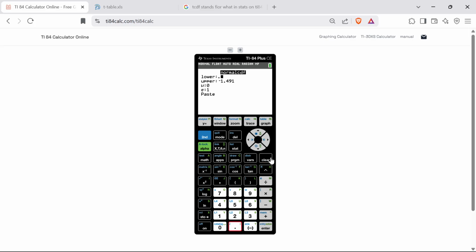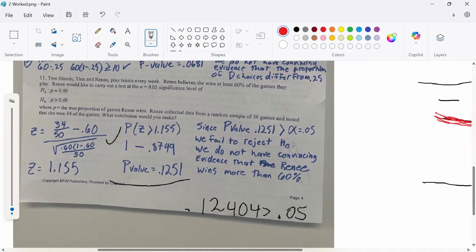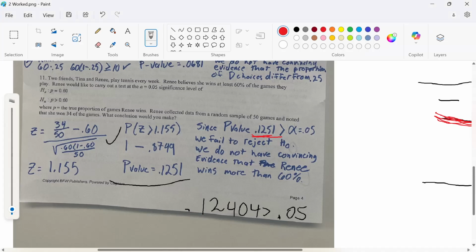1.155. Down here I'm going to clear it. I'm going to put a very large positive number. I'll just use 1,000 this time. Mean is 0, standard deviation 1. Paste it, and I get 0.12404. And again, this one said use alpha equals 0.05. So this p-value that was used by the instructor is from the table, so it's approximate. I got the exact number on the calculator. 0.12404 is greater than the significance level of 0.05.